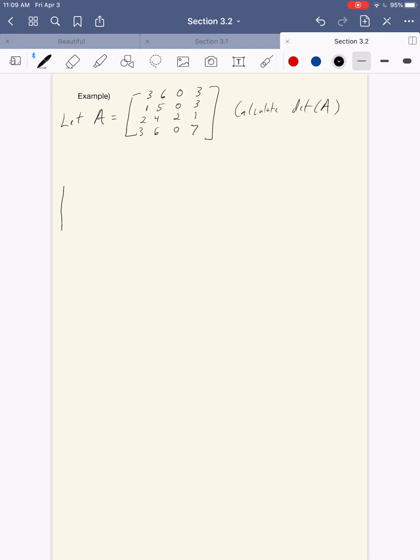Let's start by just writing this in bars here. So 3, 6, 0, 3; 1, 5, 0, 3; 2, 4, 2, 1; 3, 6, 0, 7. Remember, this notation just means that we're trying to calculate the determinant here.